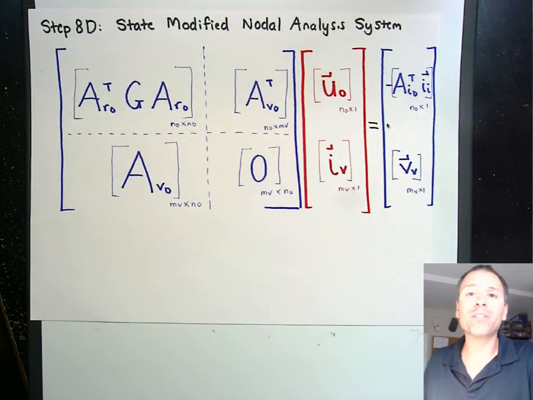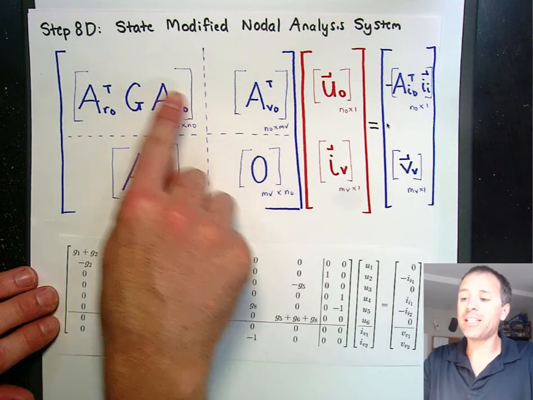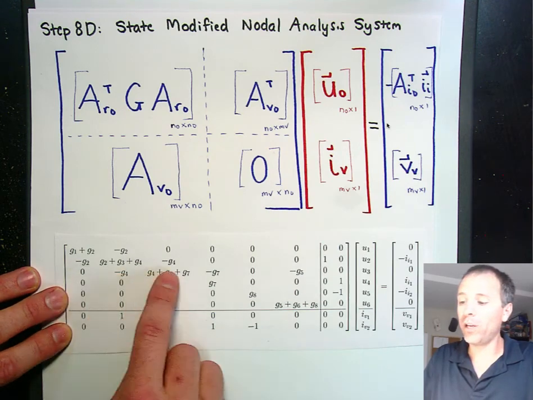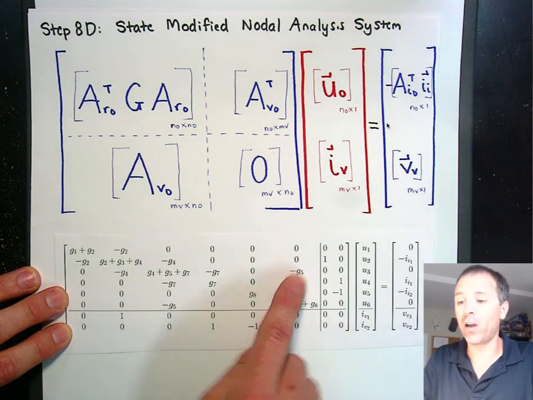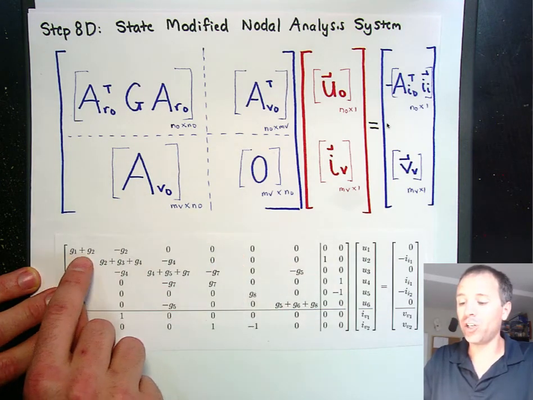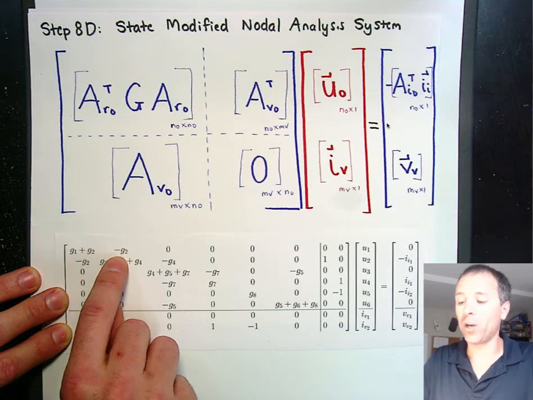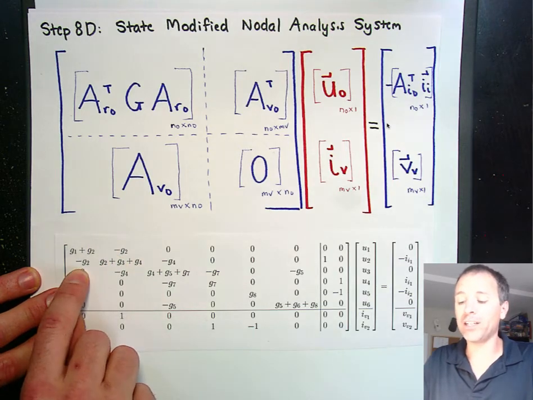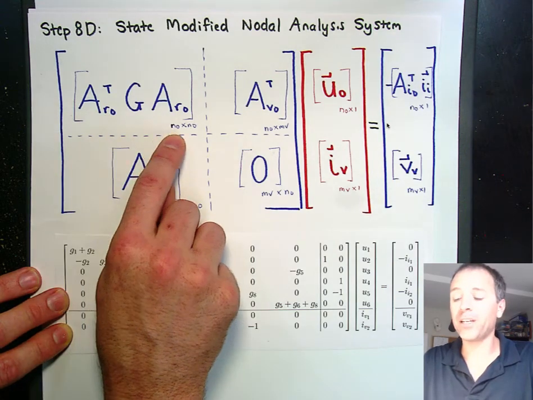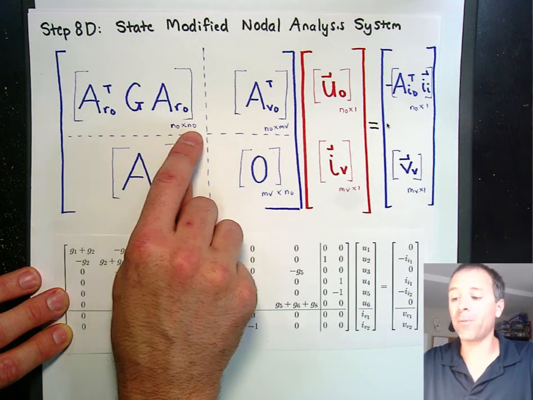Now, to be very explicit for our specific example, this matrix takes the form that you see here, with 1, 2, 3, 4, 5, 6 non-ground nodes. In that matrix right here, G1 plus G2 is in entry 1, 1. In entry 1, 2 is negative G2. Entry 2, 1 is negative G2. That 6 by 6 matrix is the one that you see here, which makes sense because it should be the number of non-ground nodes times the number of non-ground nodes.